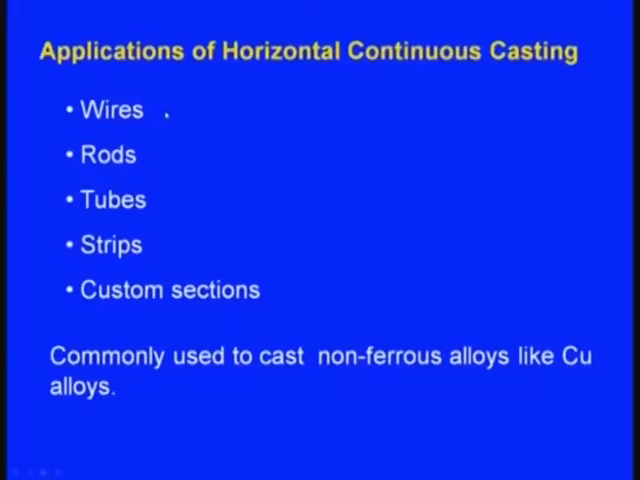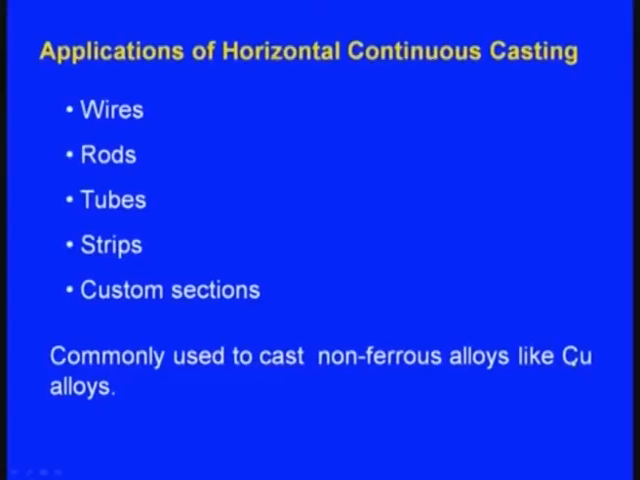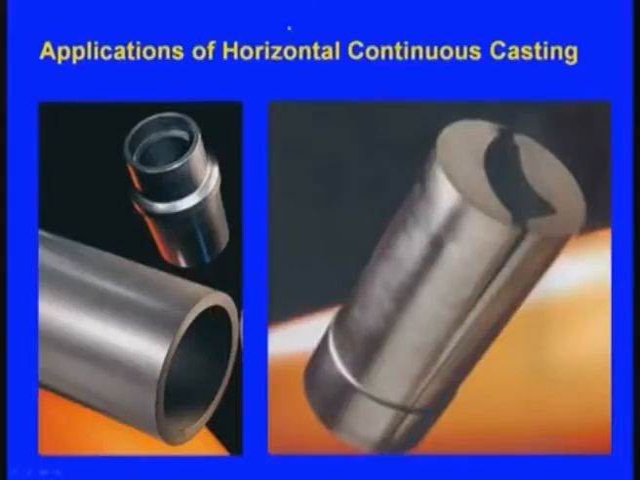What are the applications of horizontal continuous casting? Making of thin wires, rods, tubes, strips, and custom sections, and it is commonly used to cast non-ferrous alloys like copper alloys. So, these are the typical components produced by horizontal continuous casting.